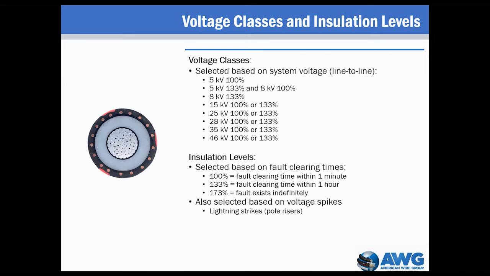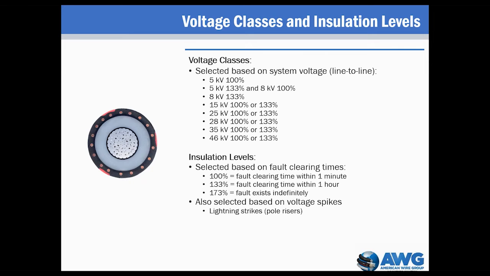The voltage ratings for medium voltage power cables range from 5 kV to 46 kV. In the United States, 46 kV is used only for renewable generation systems. Medium voltage power cables employ a shielded insulation system, so there is an insulation level applied with the voltage rating. The insulation level is generally selected based on the fault clearing time of the protective device. Many medium voltage cable manufacturers only make insulation systems with 100% and 133% insulation levels. If a 173% insulation level is required, then the next higher voltage class should be considered.